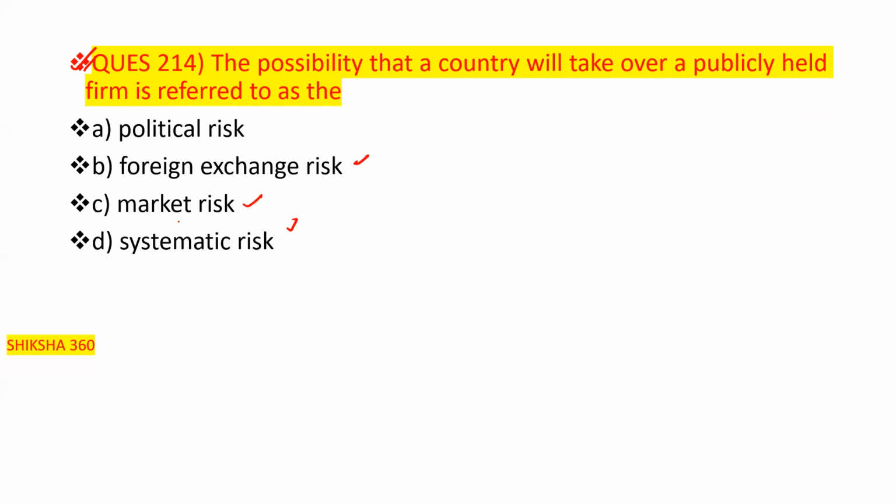So which risk is it referred to as? Political risk, foreign exchange risk, market risk, or systematic risk. When a country will take over a publicly held firm, that is a political risk. So option number A is the answer.